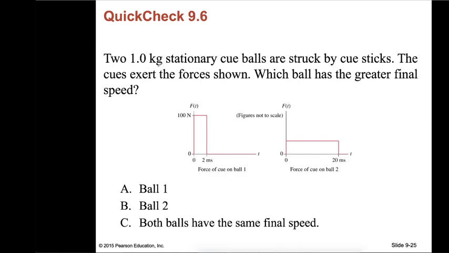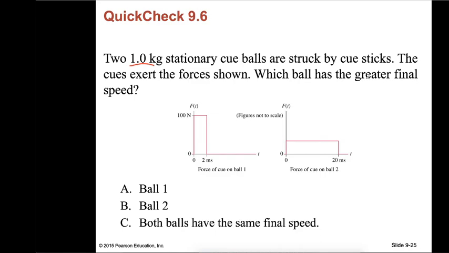Okay, now let's see a quick question. Two 1.0 kilogram stationary cue balls are struck by cue sticks. The cues exert force shown below. So which ball has a greater final speed? Or we can change the question to be which ball obtained greater impulse?